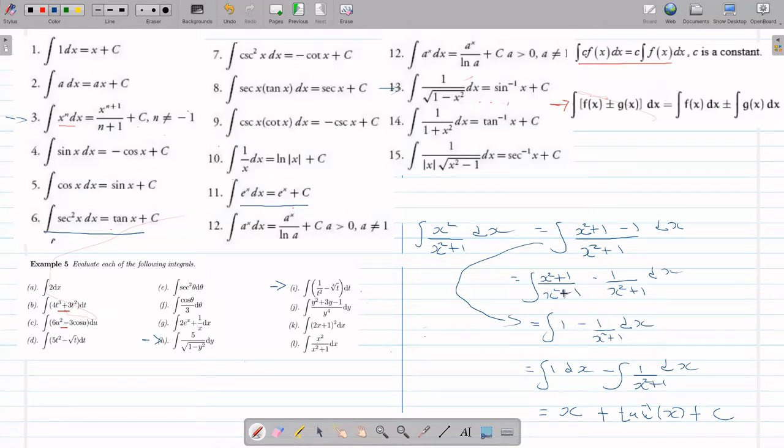I do this trick because I can see that if I write this as a 1 and this part as 1 over x squared plus 1, I can use this tan inverse formula.